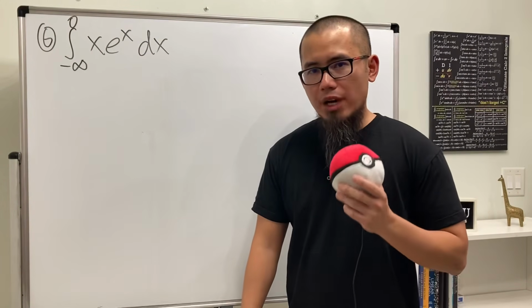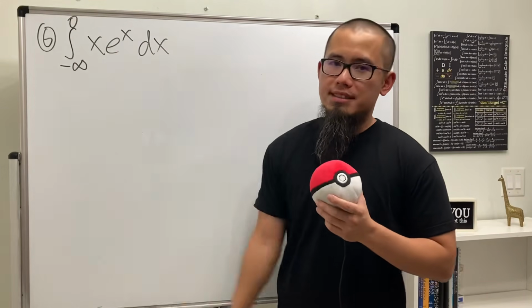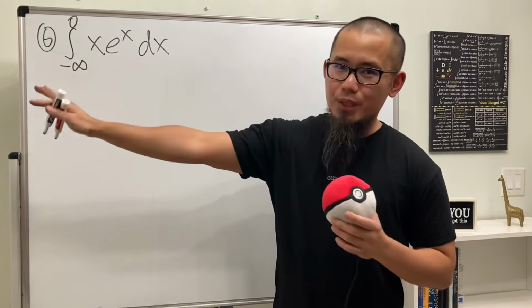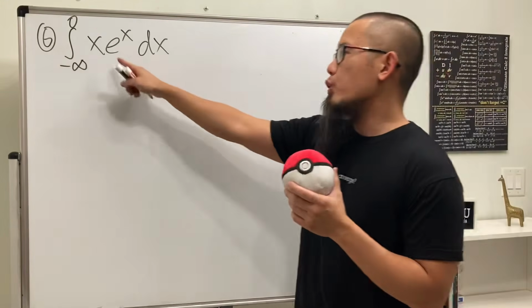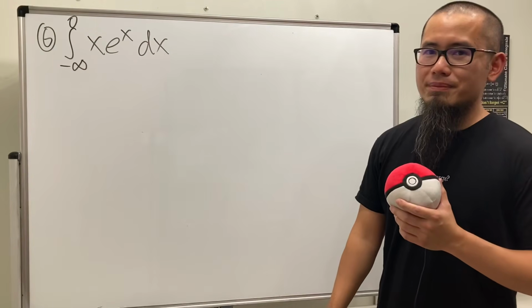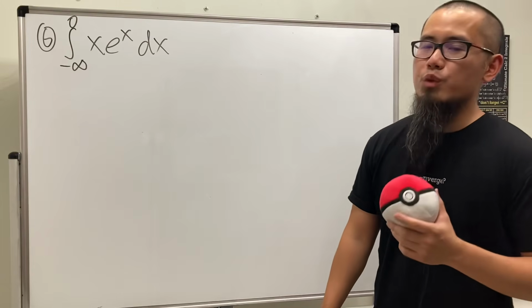For number 6, we have the integral going from negative infinity to 0 of x times e to the x. This is still improper. We just have to go from all the way to the left and then to 0, right? So still an infinite interval. Well, the main question right now is, how do we integrate x times e to the x? Not use substitution anymore, but rather we do integration by parts.